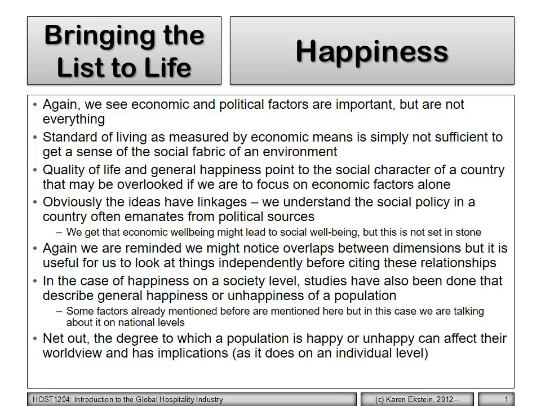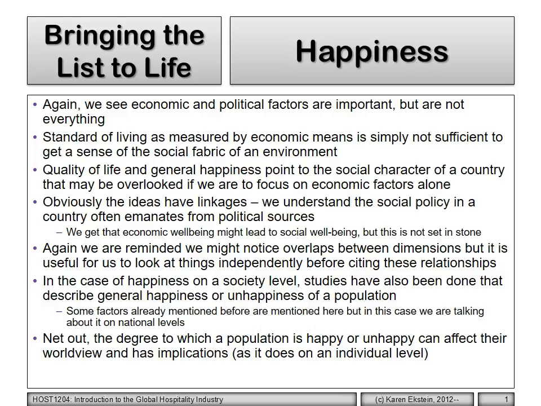Obviously, these ideas do have implications. Some of these social factors will have impacts on the economics, and some of the economics has impacts on the social. Certainly, we can see how political factors can affect the economics and can affect the social as well. We understand that these relationships do exist, but we're reminded that while we do notice overlaps between these PESTLE dimensions, it's really important for us to try to step back and look at each of the dimensions in an isolated way as well. So when we're looking at the social, we're looking at social factors, and then afterwards we can identify the overlaps and the relationships that exist between the dimensions.